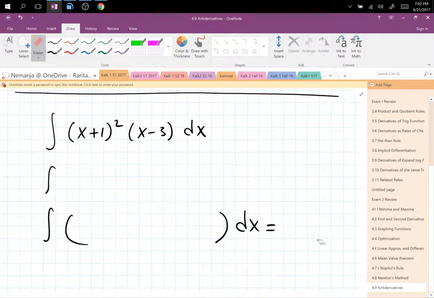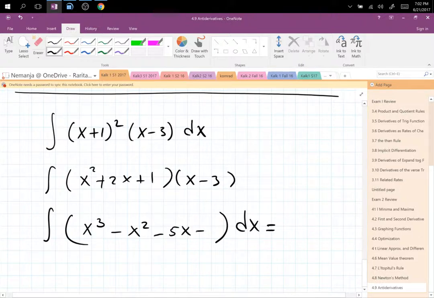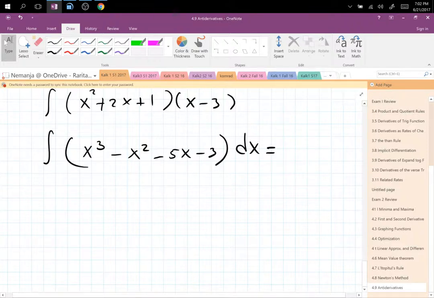Okay, so we have to FOIL, which gives us x squared plus 2x plus 1, and that needs to be multiplied by x minus 3. So I have x cubed, then I have plus 2x and minus 3x squared, so minus x squared. Then I have plus x, minus 6x and then plus x, minus 5x, yeah. Minus 5x and then minus 3. There we go. And now you get to integrate each one independently.